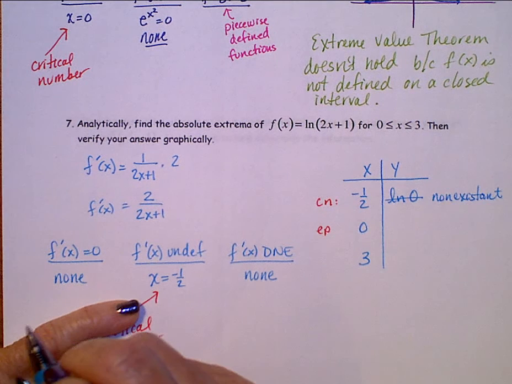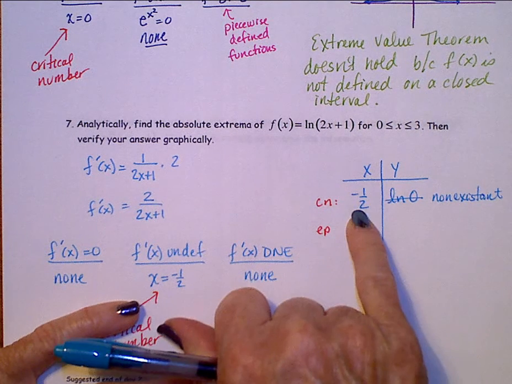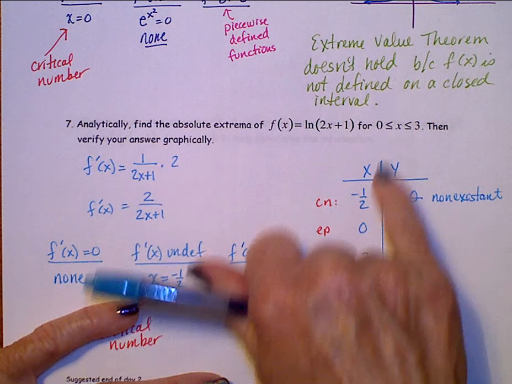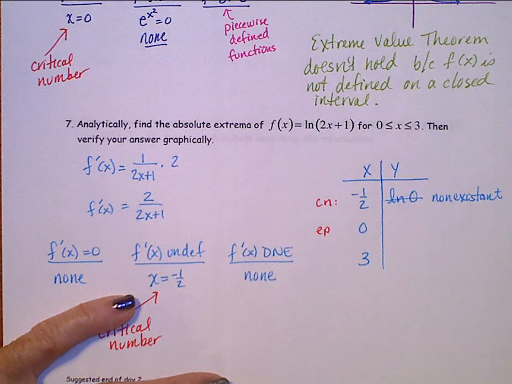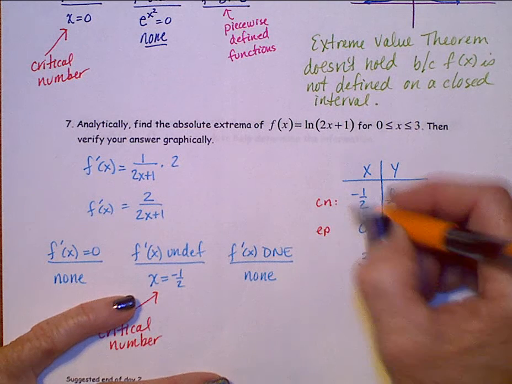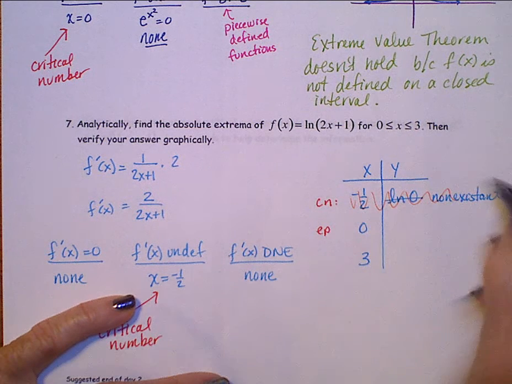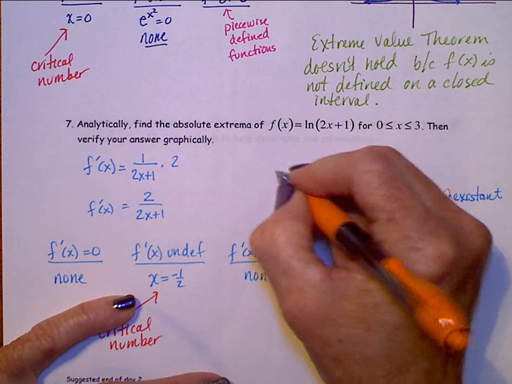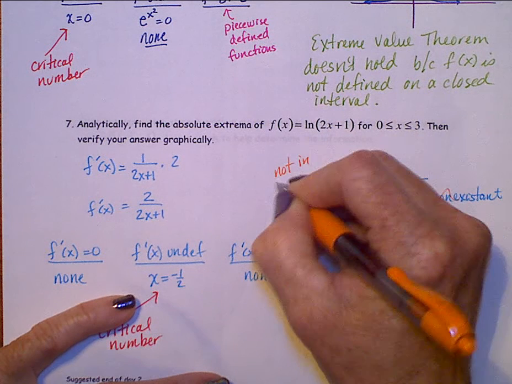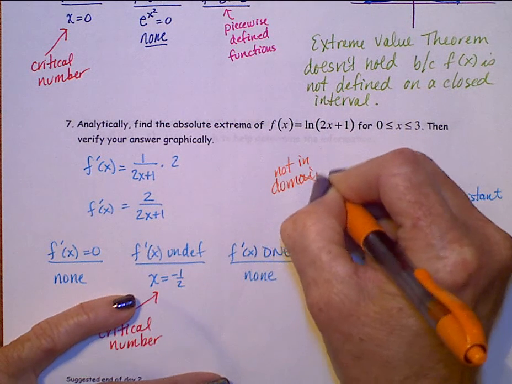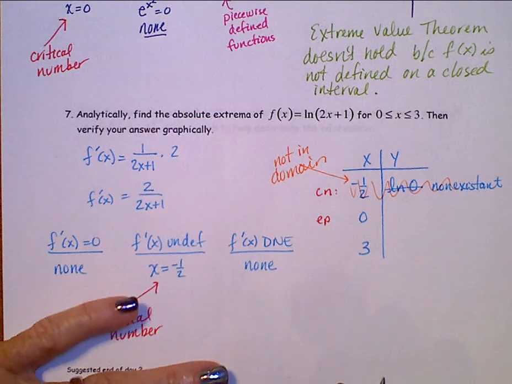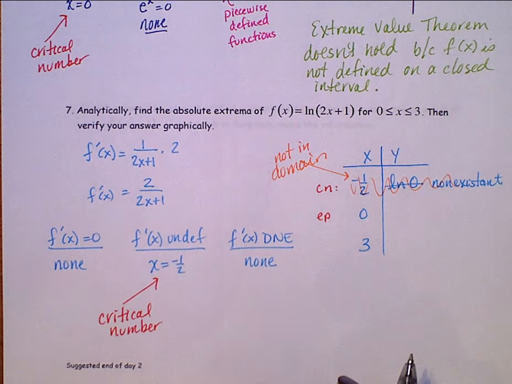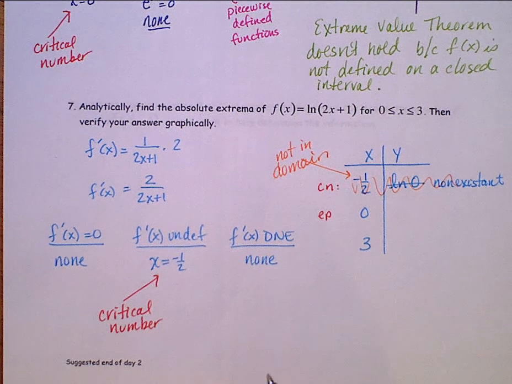Yikes. Oh, but wait, look at this critical number, negative a half. Was that in the domain? Nope. So we didn't even have to check this one, and we probably shouldn't have checked it. It's not in the domain. I just kind of flew by, just in case that happens to you too, so you can go back and check. All right, look at this next one though, 0.